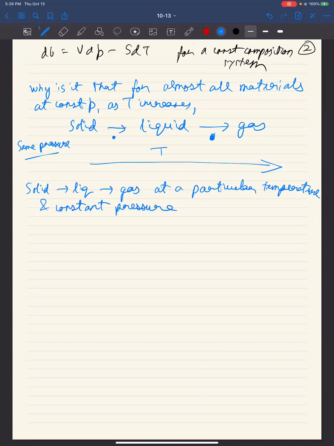There might be a bit of a lag in the video and so in the writing, so I'll write slowly. As the pressure is kept constant and you keep increasing temperature, constant pressure as temperature is increased, this is the preferred direction.